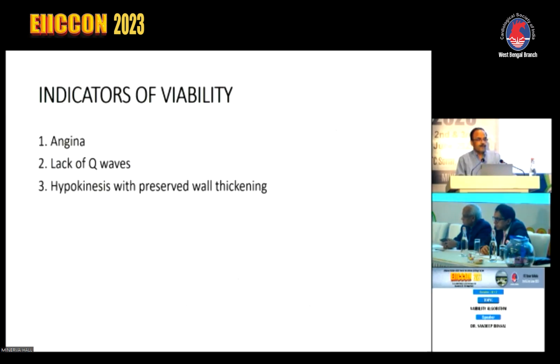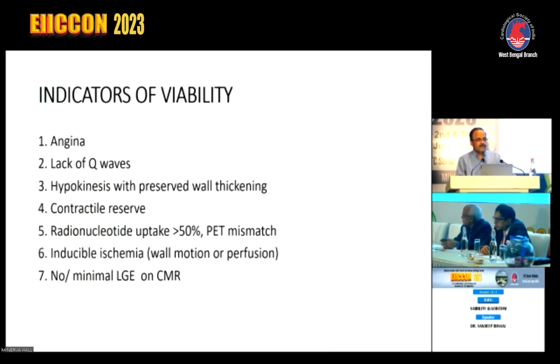Now, the indicators of viability. If a person has angina, it should be a true angina. That is the strongest marker of the fact that even if the ventricle is dilated, even if the ejection fraction is low, and there is hypoperfusion, if the patient is having angina, that is the strongest predictor of the fact that the myocardium is viable.